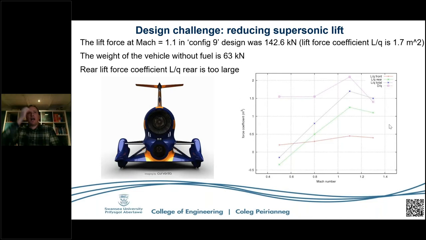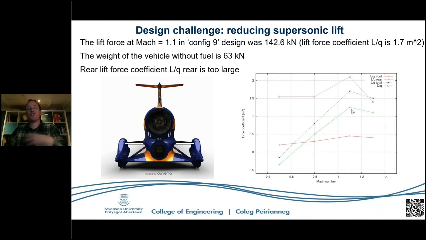So at around about, I think, config six, about six iterations into the design of the car, we were consistently having this problem that's summarized in the graph here, that as we were transitioning from relatively low speed, so Mach 0.5, through to supersonic speeds, the amount of lift being generated at the back of the car was varying massively. So you can see what I'm showing here. The pink line is the drag coefficient. So this is like a non-dimensionalized drag. The red curve is the amount of lift that would be acting at the front wheels. And the green line is the lift that would be experienced by the rear wheels.